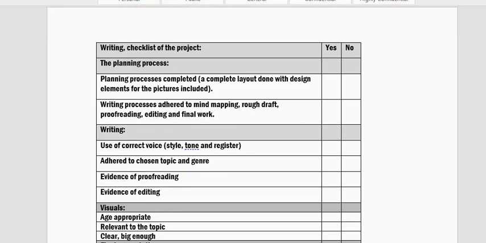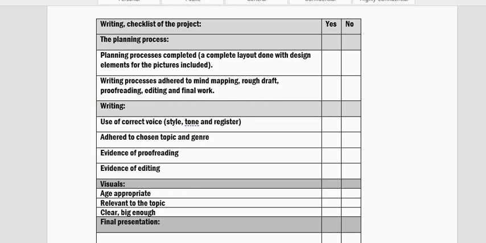This is new to you, and I strongly advise the use of checklists. This checklist on your screen is meant for the writing part only. You are more than welcome, and once again I advise it, to design a checklist for the research part as well. A checklist enables the child to check and see, am I on track?